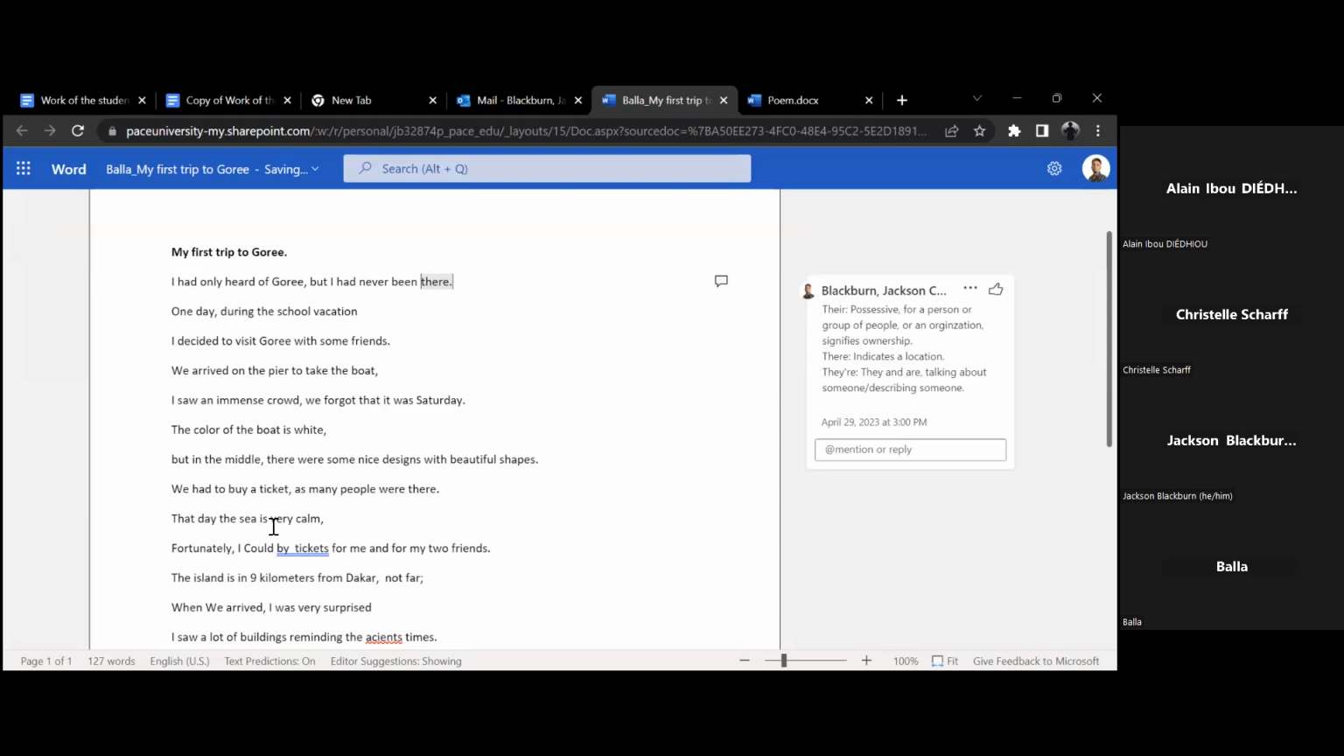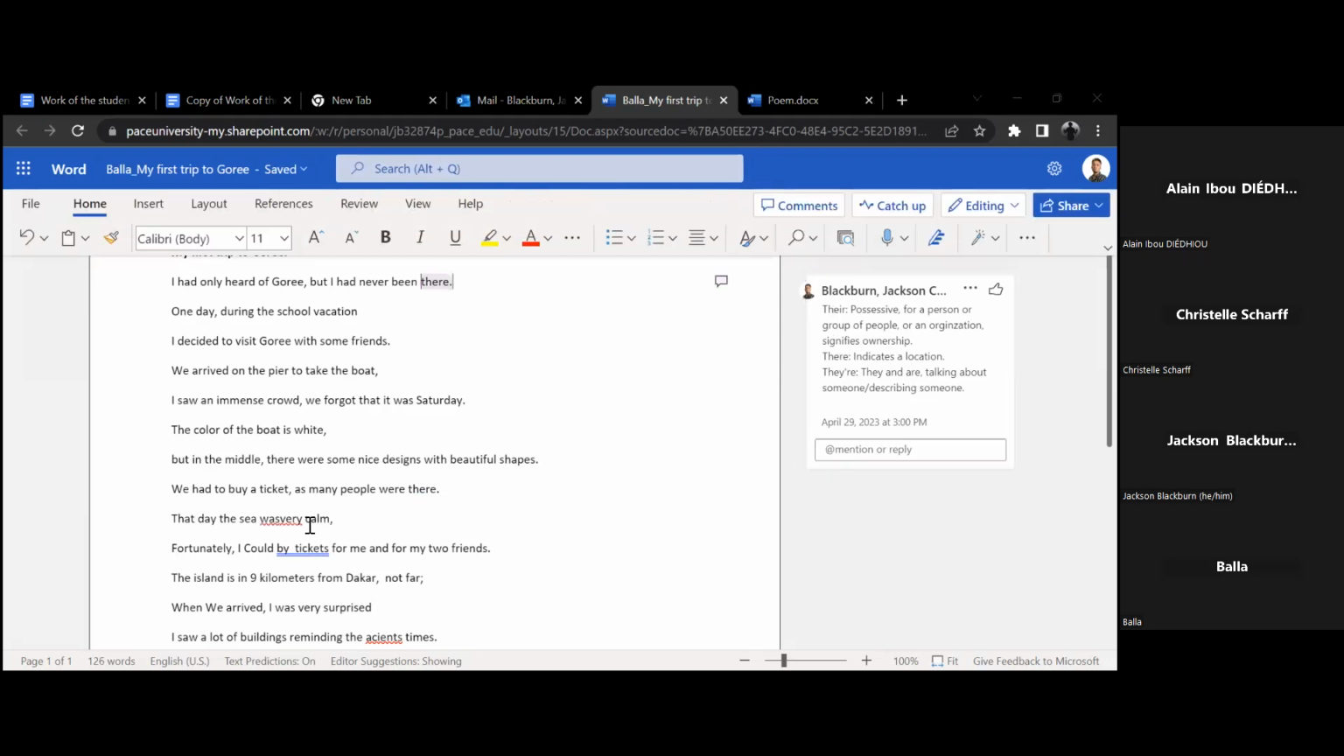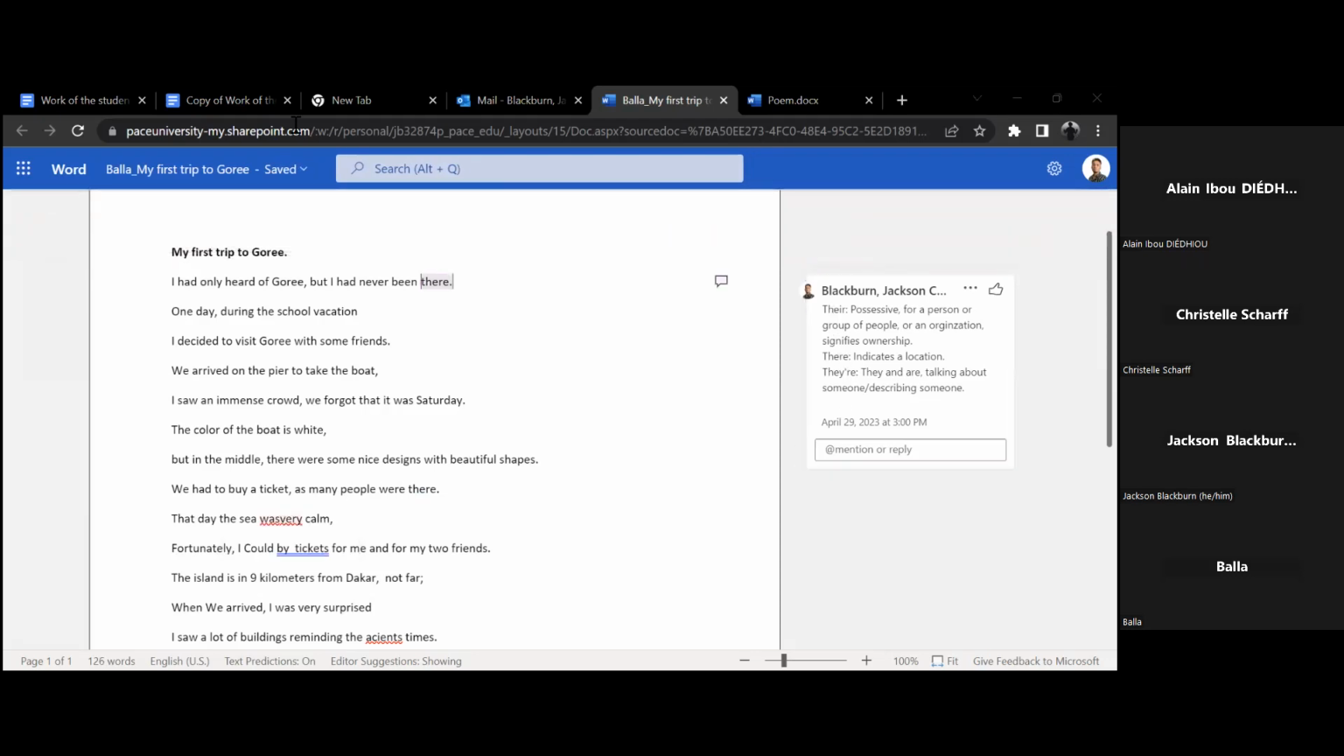That day, the sea is, so let's change the tenses. I'll make a note after about the tenses too, just like how there, and theirs was there. That day, the sea was very calm. Change that to "here." Fortunately, I could buy, that doesn't need to be capitalized. Let's change that to a lowercase.